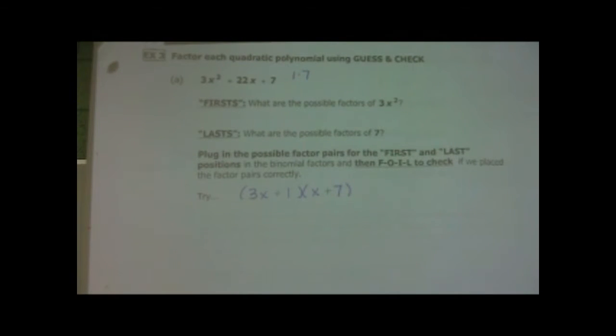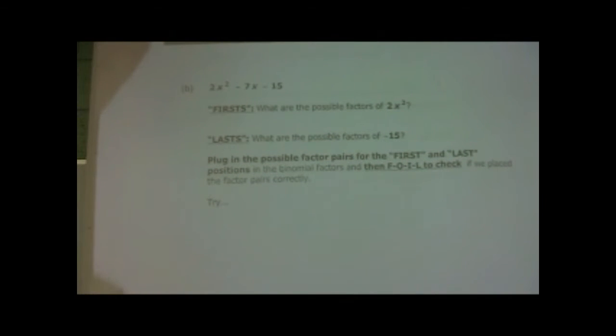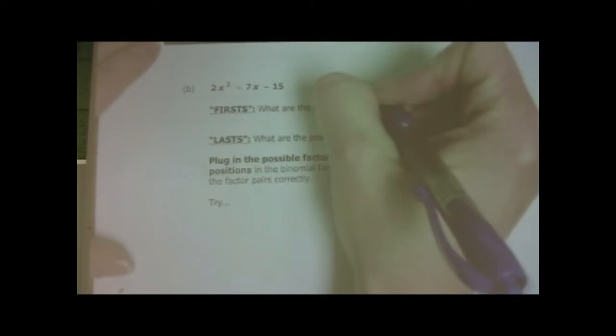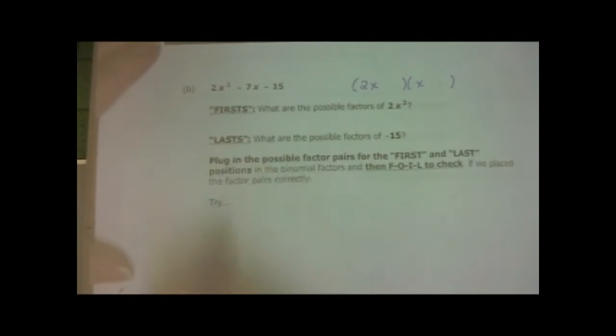So let's do another guess and check. All right? So here's what we have. 2x squared minus 7x minus 15. The only way to get 2x squared for your firsts is 2x and x. So I know I'm going to start with 2x and x. Now, I need to figure out what multiplies to negative 15, and there are going to be more options for this. So let me write my list here.